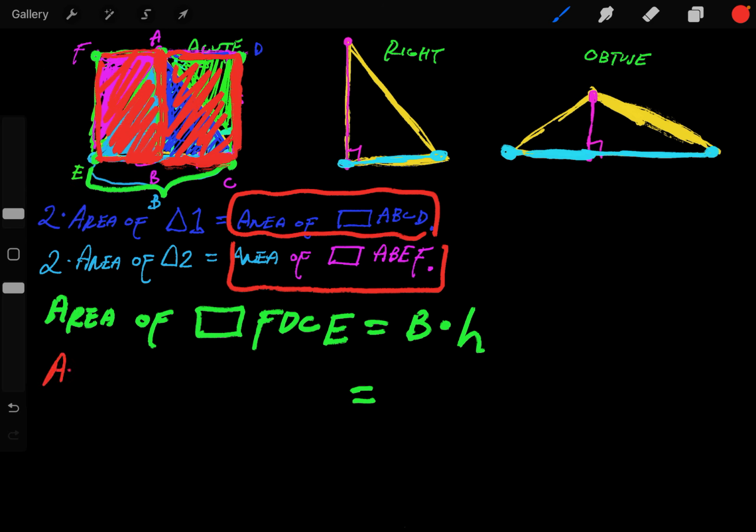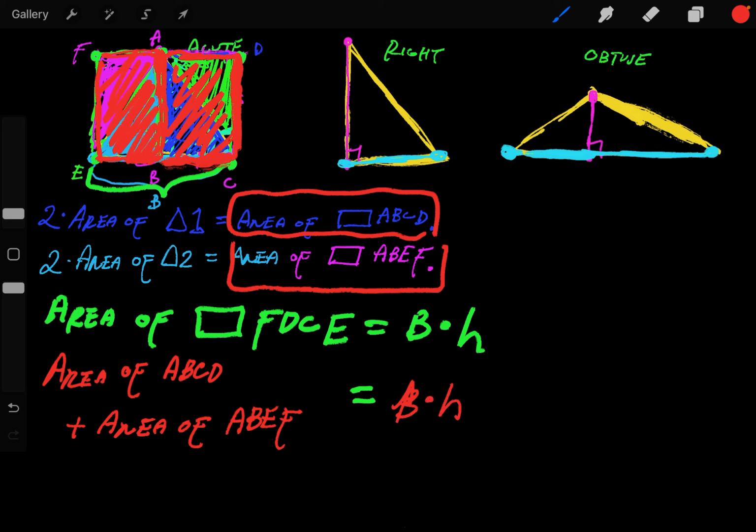So I have area of rectangle, I'm not going to write it, ABCD, plus the area of ABEF is equal to the area of the entire thing, which is equal to B times H.